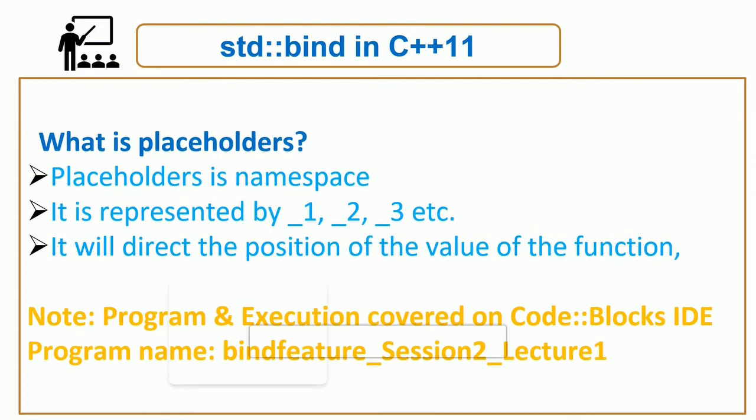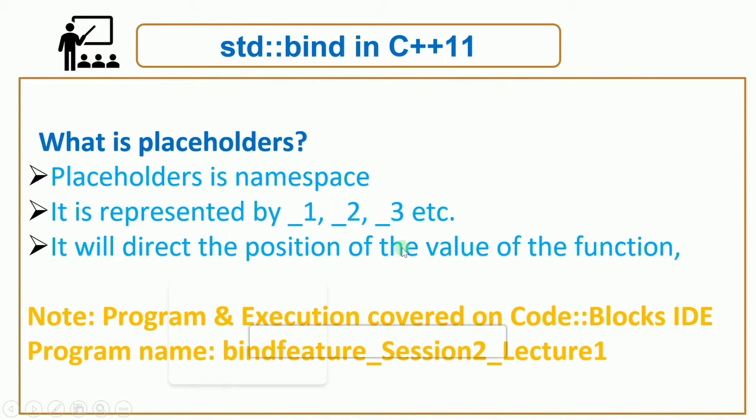Now, let's see what the placeholder is. Till now, I think you got what the placeholder is. We will just quickly see what it is. Placeholder, first of all, is a namespace. You have to specify the namespace when we are using these placeholders. You have to give this namespace. Then it is represented by underscore 1, underscore 2, underscore 3.